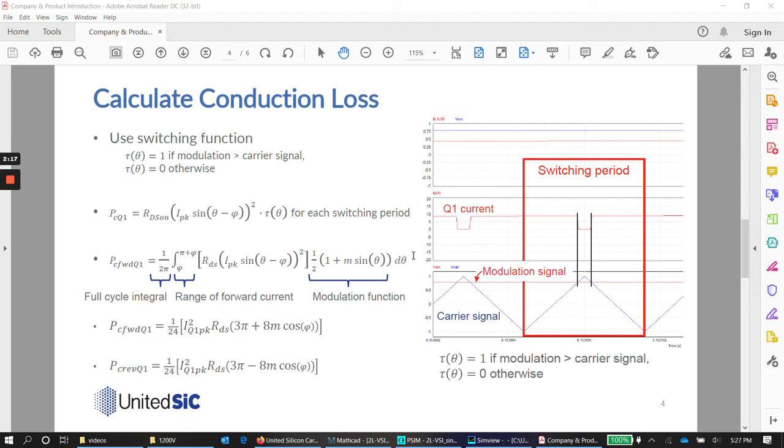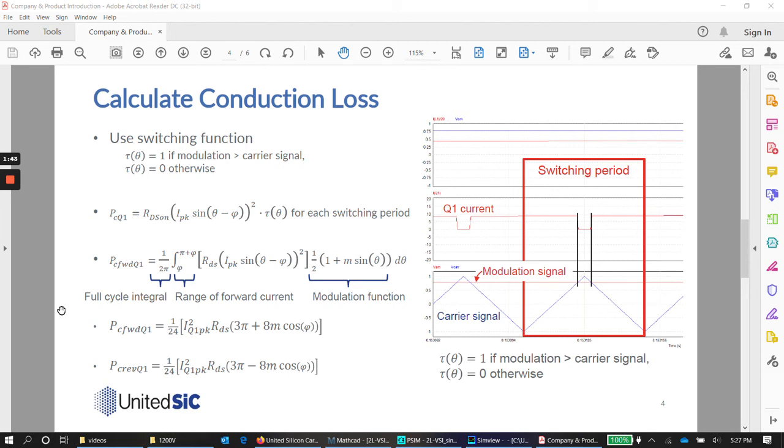Forward conduction loss is calculated as I squared R, so current squared times resistance. We're going to use a switching function, which is 1 whenever the modulating signal exceeds the carrier signal, and 0 otherwise. Now we'll make some simplifications and integrate, and the results of the integrating allow us to replace the switching function with a modulating function.